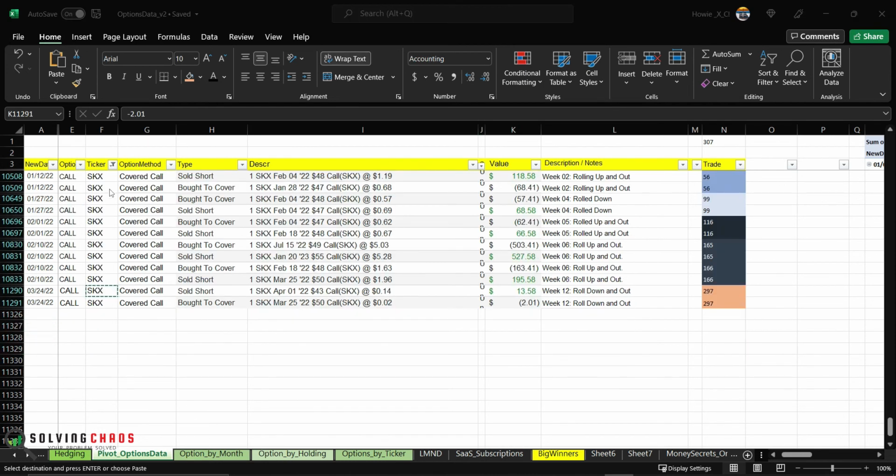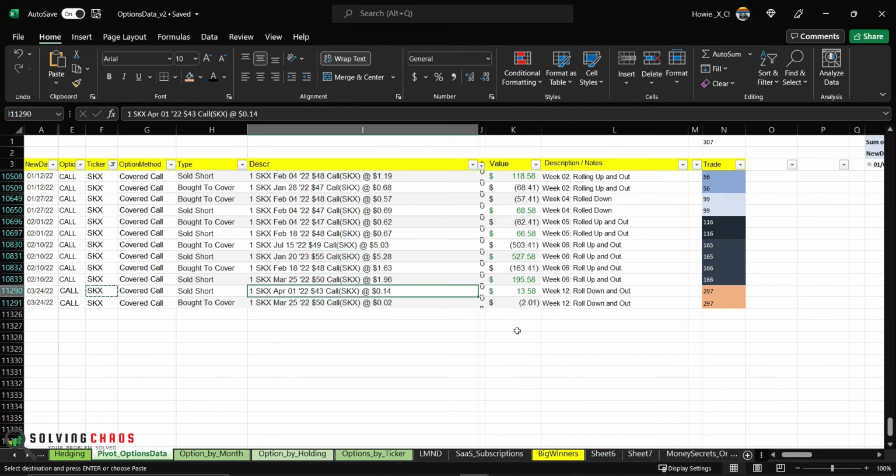Next is Skechers. I put a filter on SKX. You see this week I did something really simple. I collected $11. Now, let me explain what happened here. A couple weeks ago, on week number 6, you see I was rolling Skechers up and out. Skechers at that time, I believe, was about $48 or $49, and it was moving up towards my covered call. So I ended up moving things to $50 and $55.